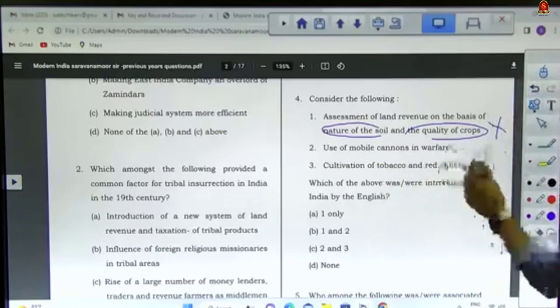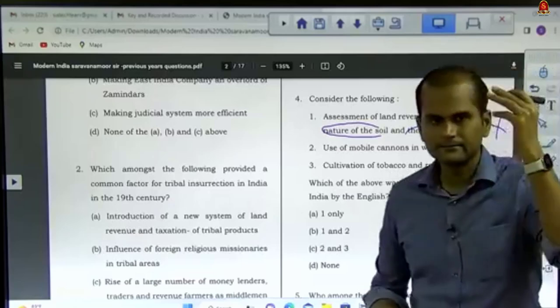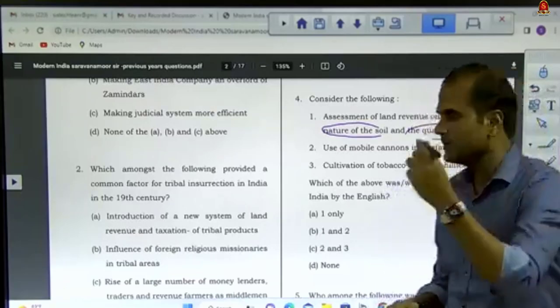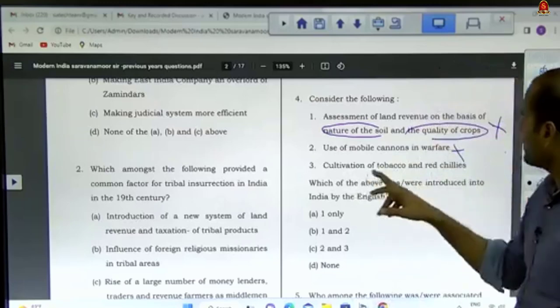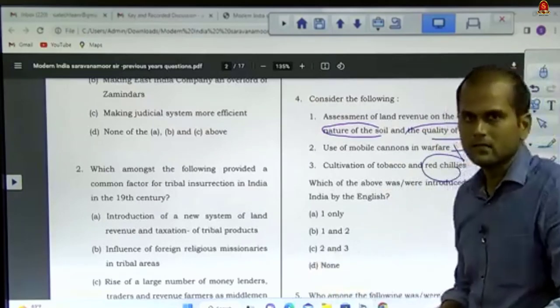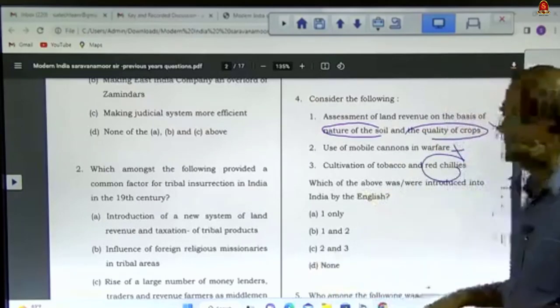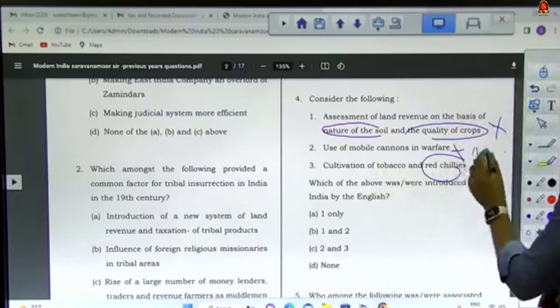The use of mobile cannons in warfare dates right back to the first Battle of Panipat. It was a system introduced by Babur, so it was not introduced by the British. Cultivation of tobacco and red chilies, the lengthy chilies we commonly use, were introduced by the Portuguese.